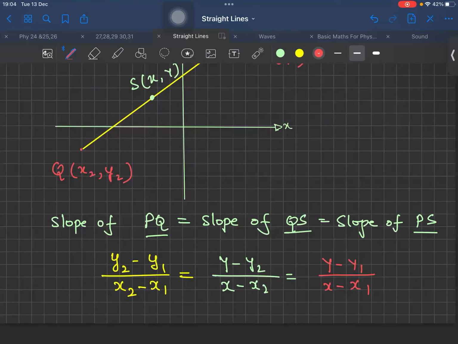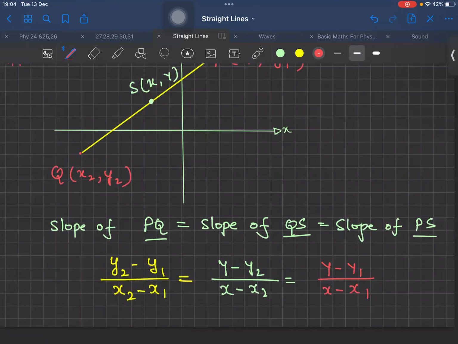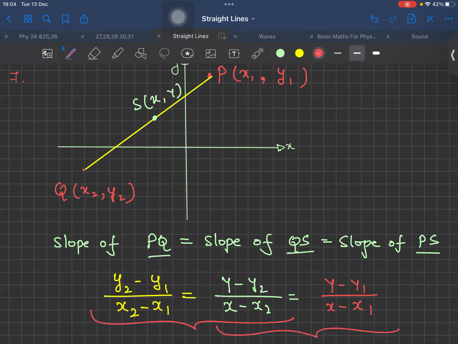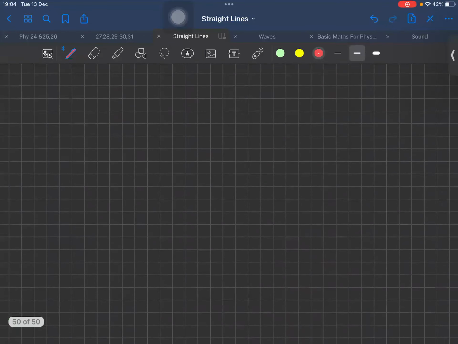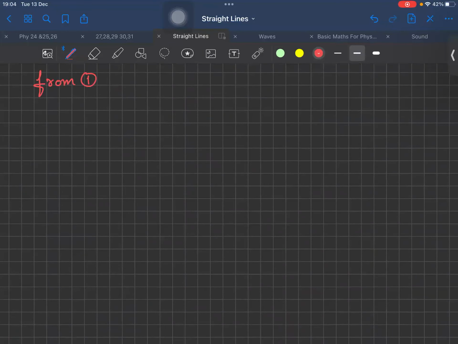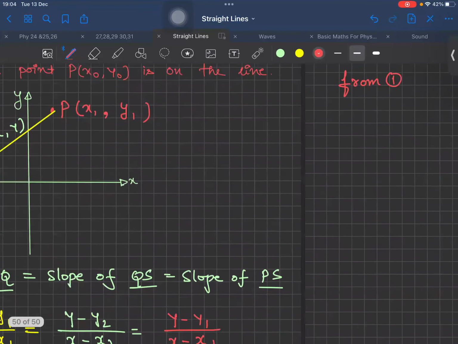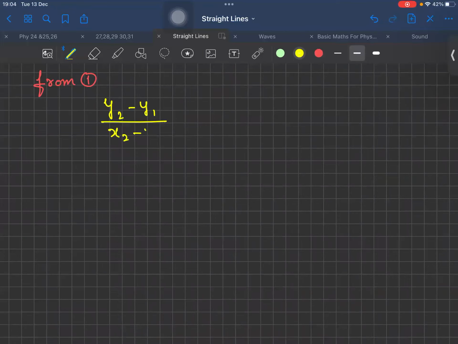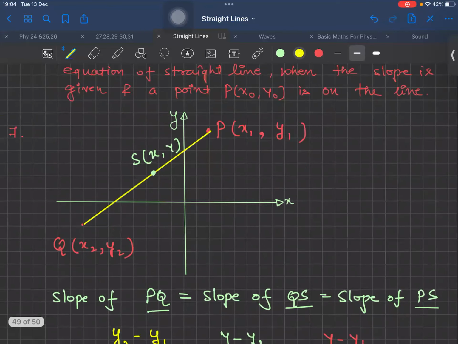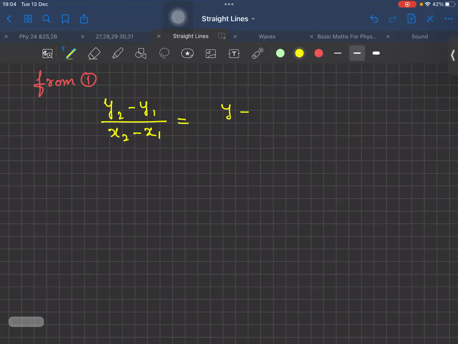Now you can use any two to find the equation of the line. You can use either these two or these two. Understood? So from here, let's say this is 1 and this is 2. I can show you both. You'll get the same equation. From 1, we can write y2 minus y1 upon x2 minus x1 should be equal to y minus y2 upon x minus x2.